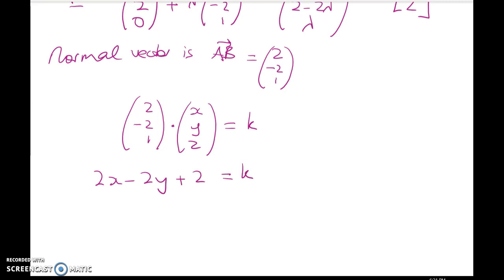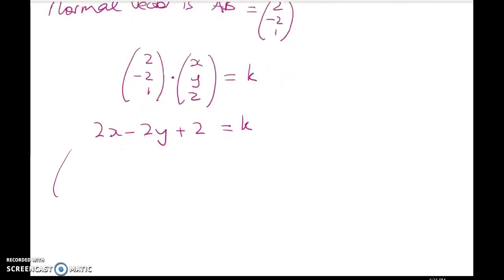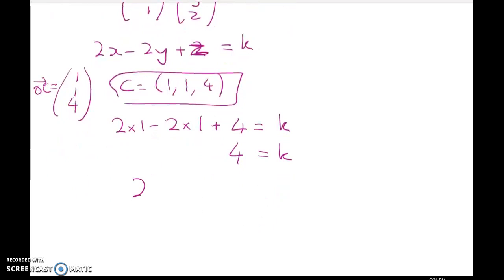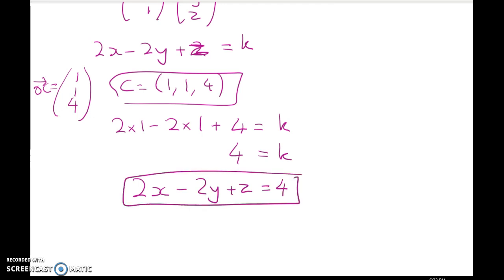But we know that point C is on the plane. So the position vector of C was (1, 1, 4) from the origin to C. So C is the point version of that, (1, 1, 4). We just take those values and substitute them in. So 2 times 1 minus 2 times 1 plus 4, that's a z there, is equal to k. So k is equal to 4, giving me the equation of the plane as 2x minus 2y plus z is equal to 4. Right, so that's another 2 marks.